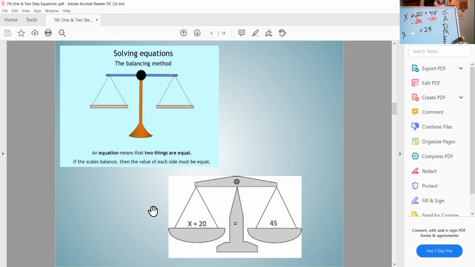What do I end up with? Well, I did exactly what I intended to do. I got my X on one side and I got 25 on the other. And as a fail-safe, I would always plug in the solution to make sure it works. 25 equals X. Oh yes, 25 plus 20 does equal 45. I'm good to go there.